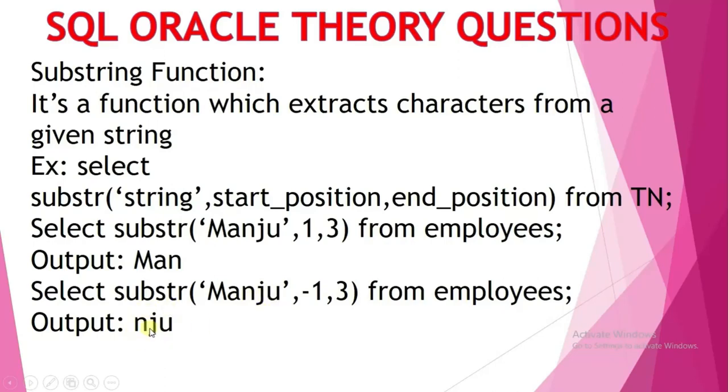So you are getting output NJU. So this is what the difference.